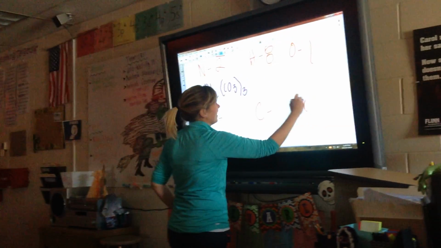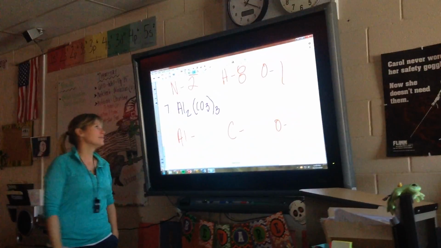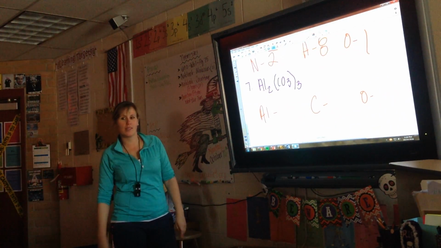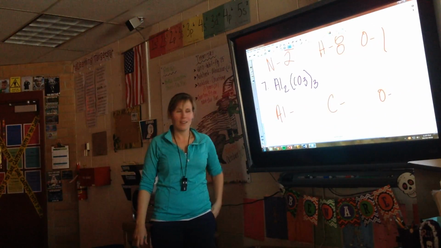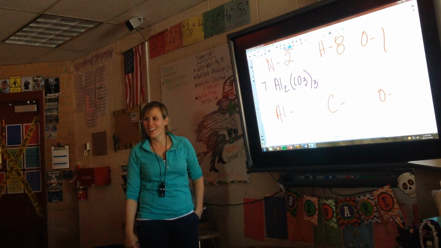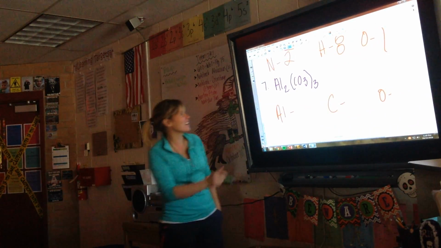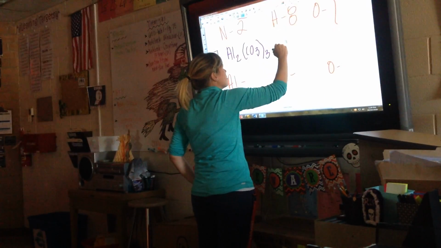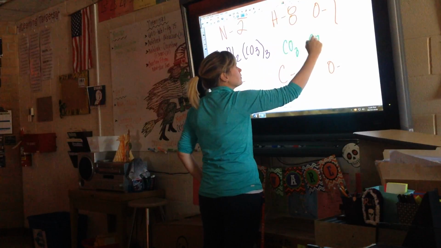All right, carbon and oxygen. Just double checking. Al2, parentheses, CO3, parentheses 3. That's Al! Good Lord, it's aluminum. Leave me alone. So again, it'd be like writing CO3 3 times.